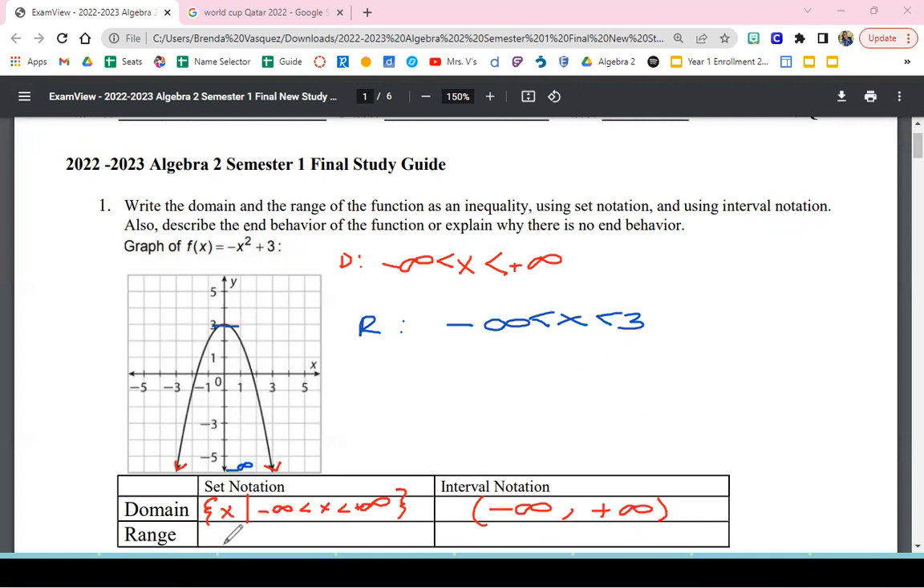So how do we write our range in set notation? Our curly bracket, what variable are we using? y, such that our values are in between negative infinity. This time, it's not x, it's y.